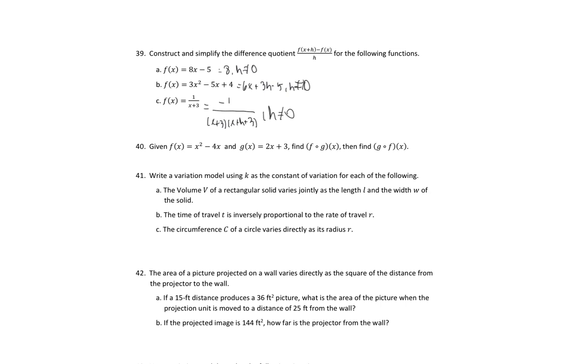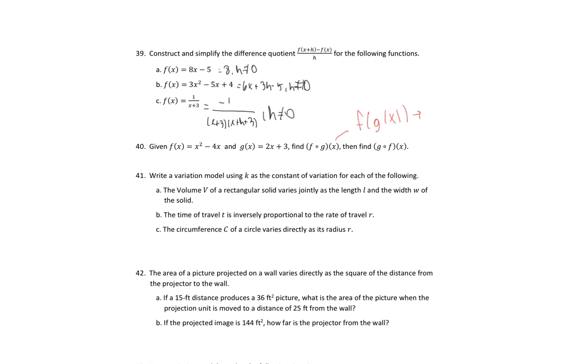Moving on to number 40, given f of x equals x squared minus 4x and g of x equaling 2x plus 3, find f of g of x and then find g of f of x. Well, f of g of x, I like to kind of read this as like this. It makes a little bit more sense for me. So what I'm going to do is I'm going to take my f of x, and everywhere I see an x, I'll replace it with my g of x.